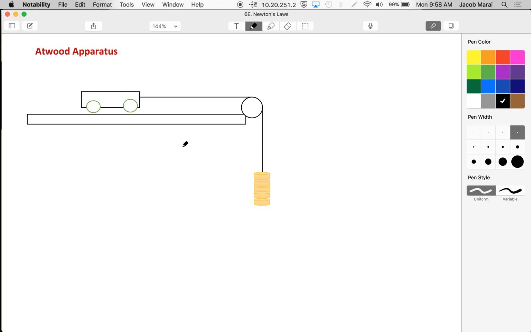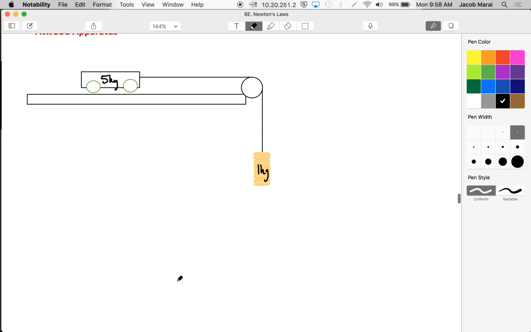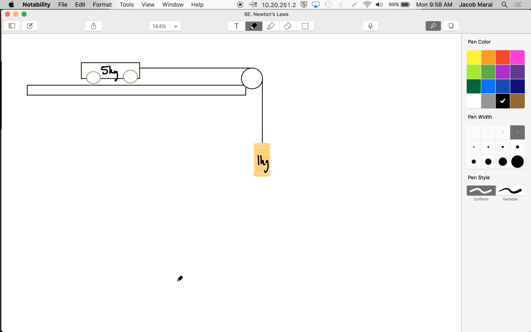Okay? Now, what we're now going to do is calculate all of the forces that are acting on these objects. So let's suppose we had a 5 kilogram mass on the track, and we had a 1 kilogram mass hanging over the pulley. For now, we are going to ignore the weight of the cables. Okay? We would say that the unbalanced force, we'll call him M1 and we'll call him M2, it's the weight of the hanging mass. And in this case, it's 1 by 9.8, which is 9.8 newtons. Okay?